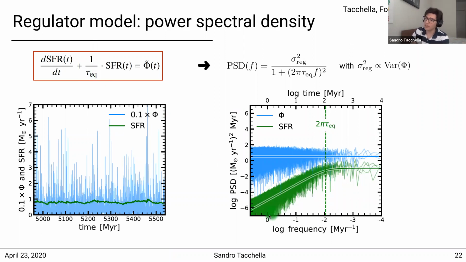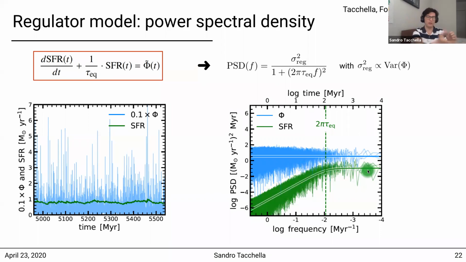So the interpretation of this is that basically on short time scales, okay, on large frequencies, you correlate the star formation rate with a power law slope of 2. And then above a time scale that is 2 pi the equilibrium time scale, you basically decorrelate the star formation history. So basically what this means is that you are throwing gas onto the galaxy.